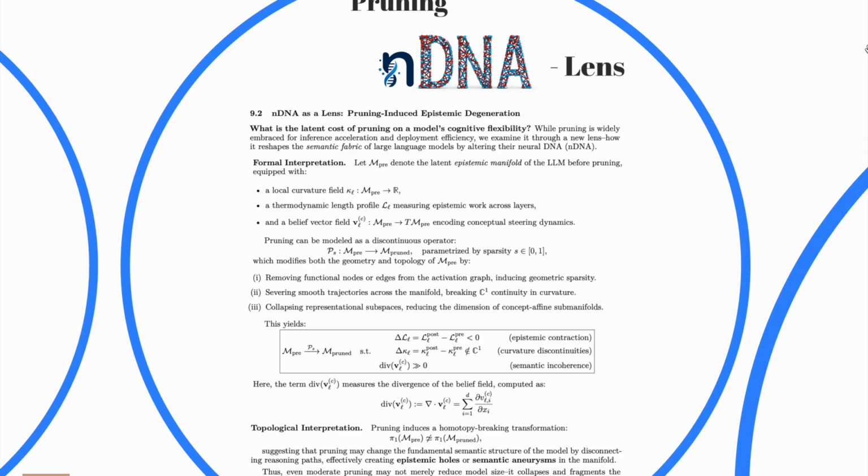Intuitively, you create epistemic holes or semantic aneurysms in the manifold. Trails that once formed a coherent loop now dead-end or jump, so the model cannot smoothly traverse ideas that used to be connected. Practical consequences. Even moderate pruning produces a manifold that is shorter, kinked, and poorly steered.